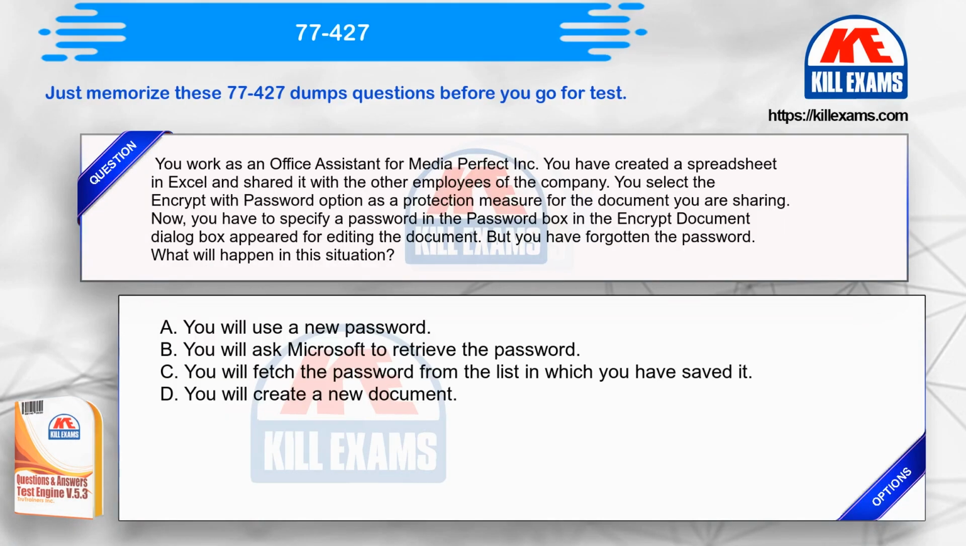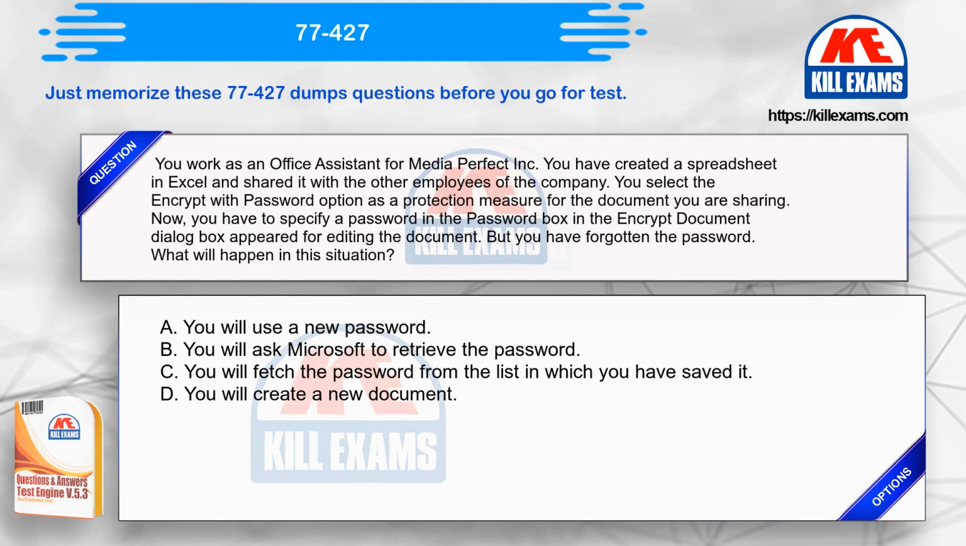You work as an office assistant for MediaPerfect Incorporated. You have created a spreadsheet in Excel and shared it with the other employees of the company. You select the Encrypt with Password option as a protection measure for the document you are sharing. Now, you have to specify a password in the password box, and the Encrypt Document dialog box appeared for editing the document. But you have forgotten the password. What will happen in this situation?